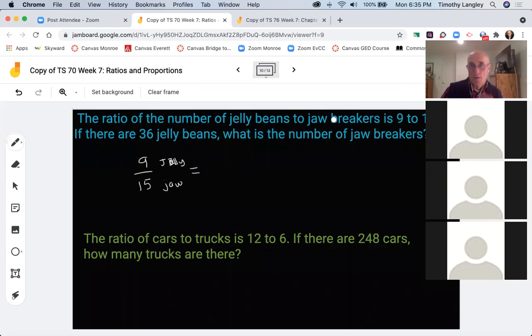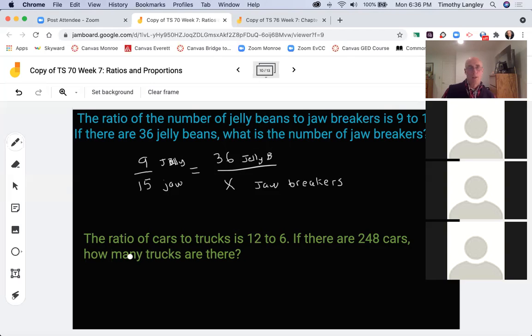And then it says, if there are 36 jelly beans, I'm going to keep my jelly beans together. I'll just say jelly. Then how many jawbreakers do I have? So this is my X, which stands for jawbreakers. From there, I don't think I need to talk you through it. You know how to do it, but I just wanted to talk you through how to set it up as a ratio. I would have 9x equals 15 times 36. I would divide 9 into both sides, and I would have x equals, and I'd solve the problem.